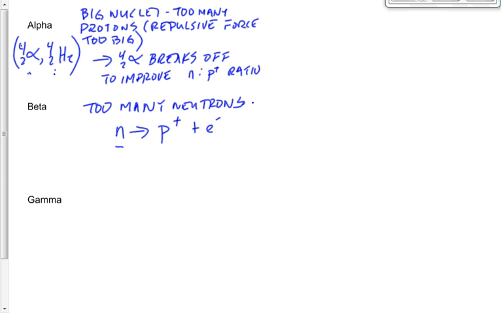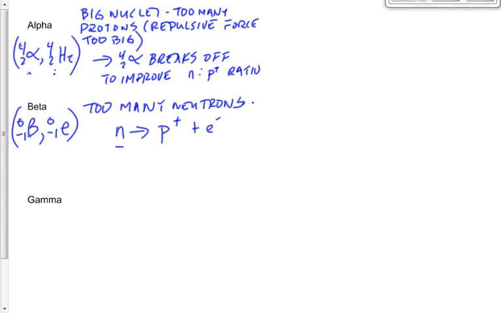So the electron leaves. That's the beta particle. The electron is the beta particle that leaves. We can call it 0 minus 1 beta, or we can call it 0 minus 1 e. Same deal. You get too many neutrons, you change a neutron into a proton and an electron, but the electrons can't stay because they're not part of the club. So they leave. They're shamed out of the club.